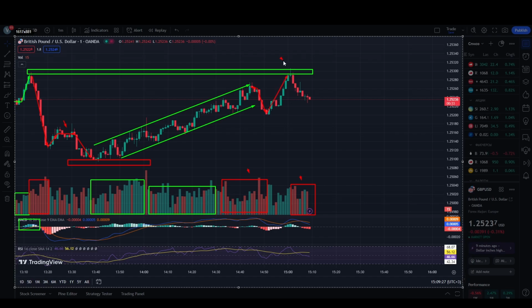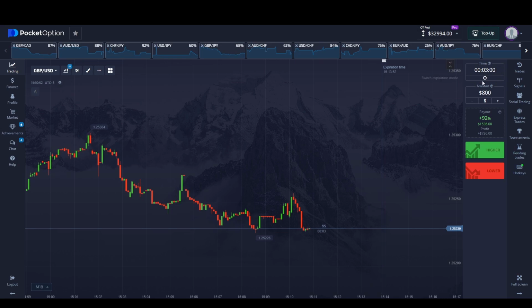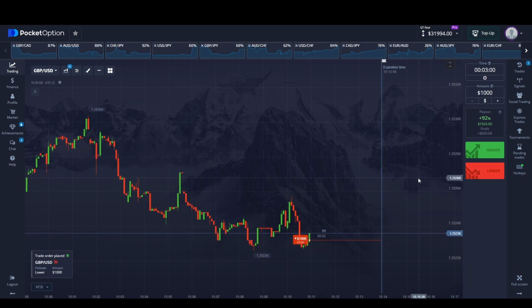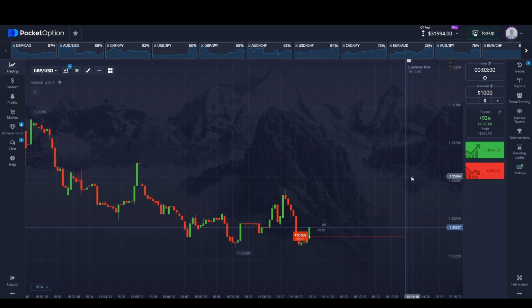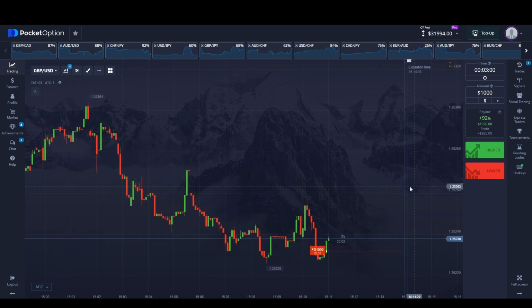So it appears that, similar to the first trade, a retracement awaits us. This is indicated by all the indicators, so let's proceed with working on a downward movement. Once again, I switch to the broker, where I will open a down trade for 3 minutes, this time investing $1,000.